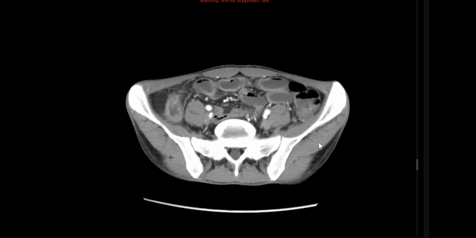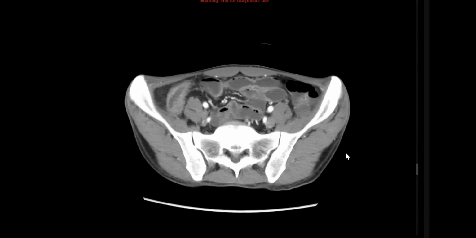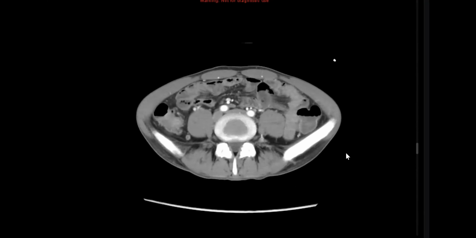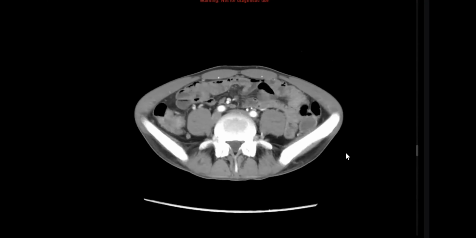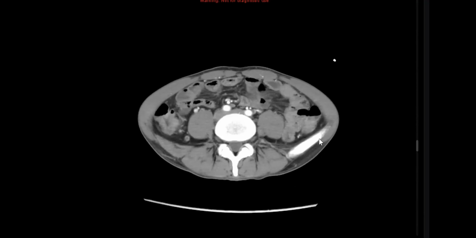It is not scrolling. Show me, you should look for the appendix. Yes, scrolling here, stopped. Yes. You see the appendix now? It's retrocecal in this case. You see it? Far posterior.